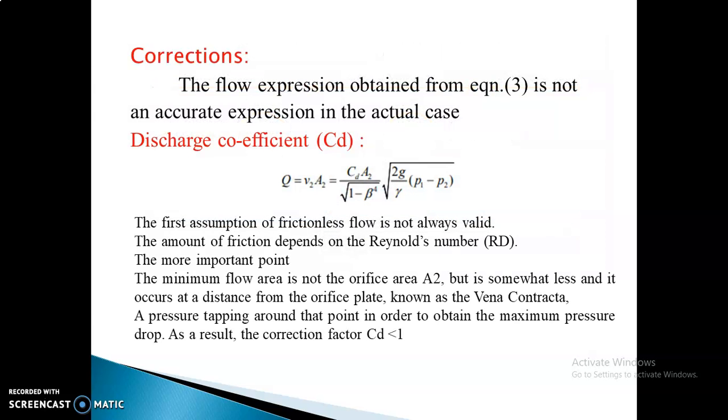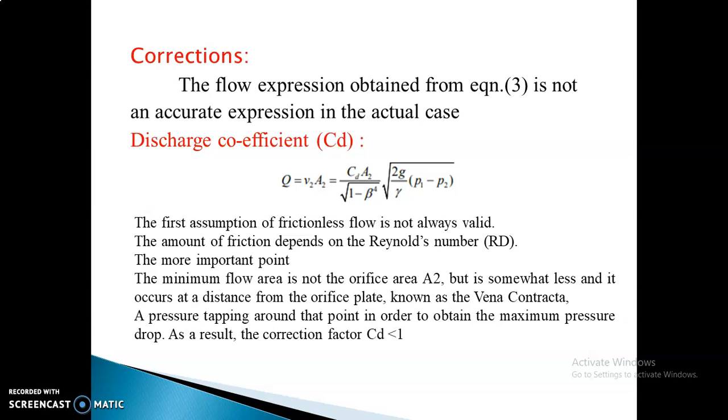So how can corrections be made when you are using these types of flow meters? The flow expression obtained from the equation is not an accurate expression in actual size. So the discharge Q is P2 E2 Cd into A2 divided by root of 1 minus beta power 4, into root of 2g by gamma of P1 minus P2. The first assumption of frictionless flow is not always valid.